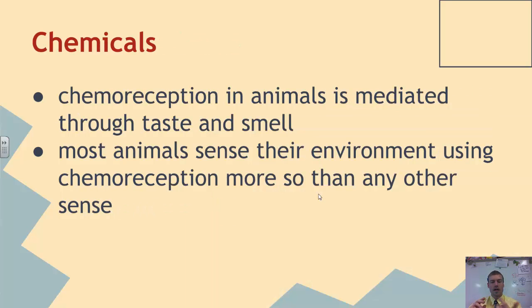All right, so we've talked about sound, we've talked about light, we've talked about touch. Let's talk about chemicals. Chemoreception in animals is mediated through taste and smell, and the two are very closely related to one another, as we'll see in just a moment. Most animals sense their environment using chemoreception more so than any other sense. Again, this does not include us, we tend to use sight and sound, but most animals use chemoreception more than anything else. They don't have as sophisticated eyes or ears as we do.